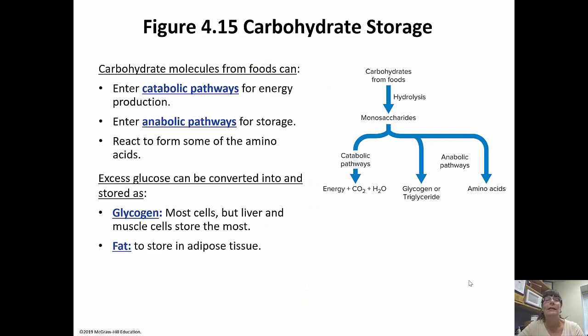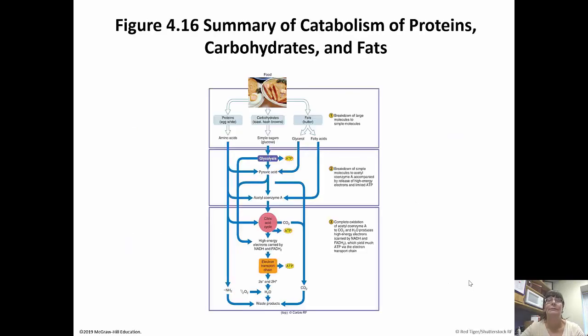Carbohydrates from the foods can either enter catabolic pathways for energy production or enter the anabolic pathways for storage. They can also react to form some of the amino acids. Excess glucose is usually converted into glycogen. Glycogen will be stored in the liver and muscle cells. Also, it can be converted into fat and stored in adipose tissue. This is just showing you how proteins, carbohydrates, and fats are all broken down in our bodies and where they can enter the pathway.